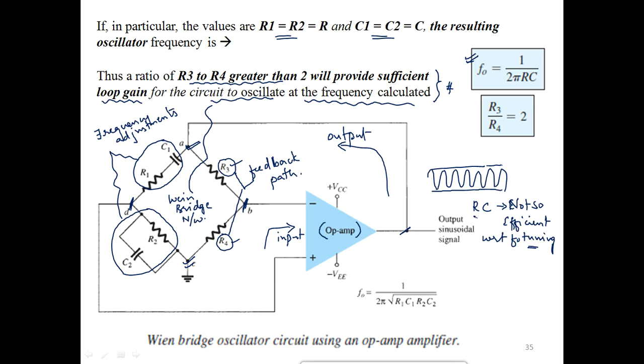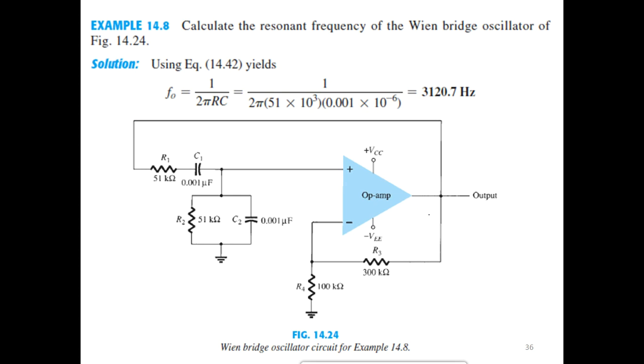So if we want a better tuning circuit, then we'll have to go for a combination of L and C, where L stands for inductance and C stands for capacitance. If we use L and C, it is called a tank circuit. If we use a tank circuit, then we'll get some more combinations of oscillators, which we will be discussing in our next class.